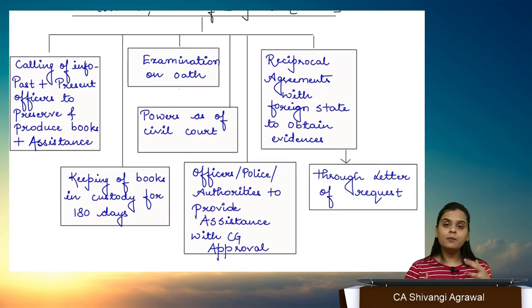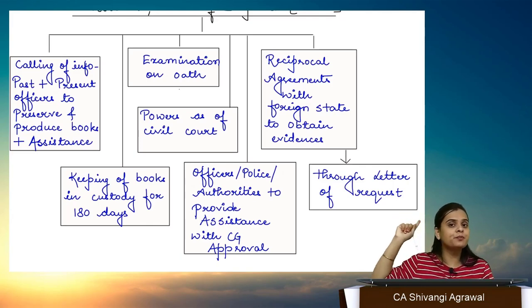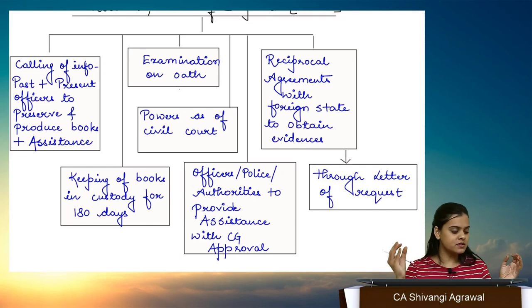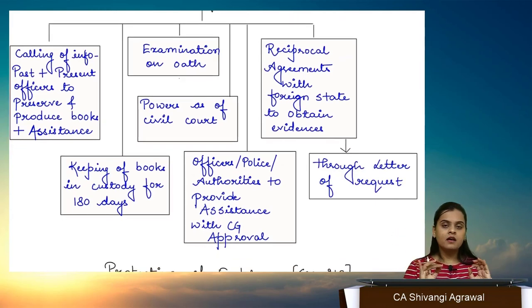Now, you can examine people on oath. Which people? Anyone? No, not anyone. The employed officers, you can examine them on oath. But if you want to examine some other person, then you have to seek approval from CJ, and then you can do that. You will get the same powers as of civil court. All the police, other authorities, government, they all are going to provide you assistance if needed when you take the approval from CG.